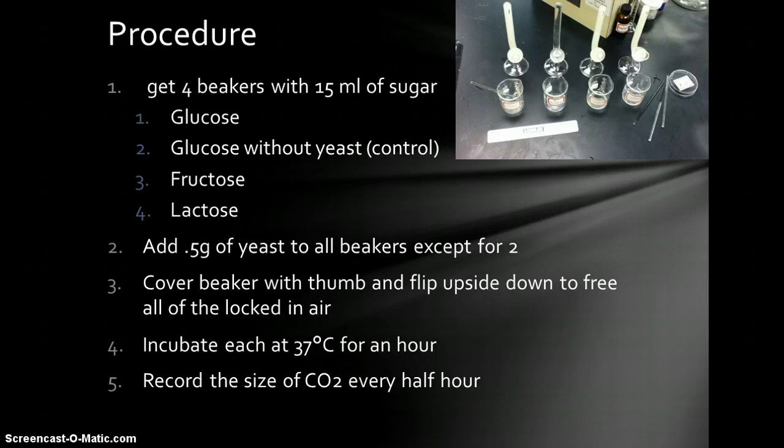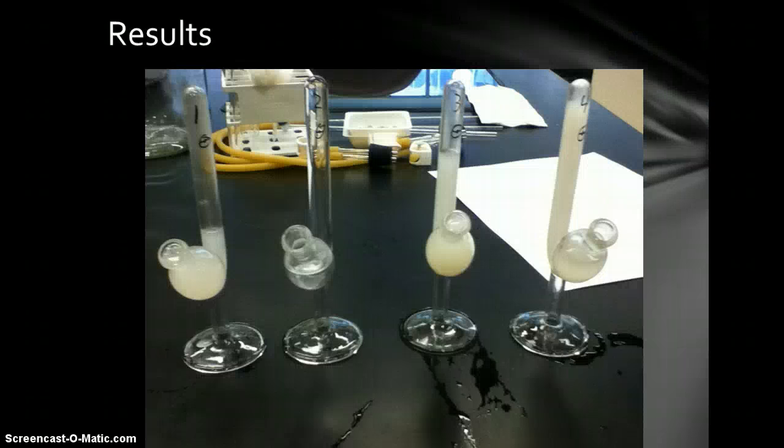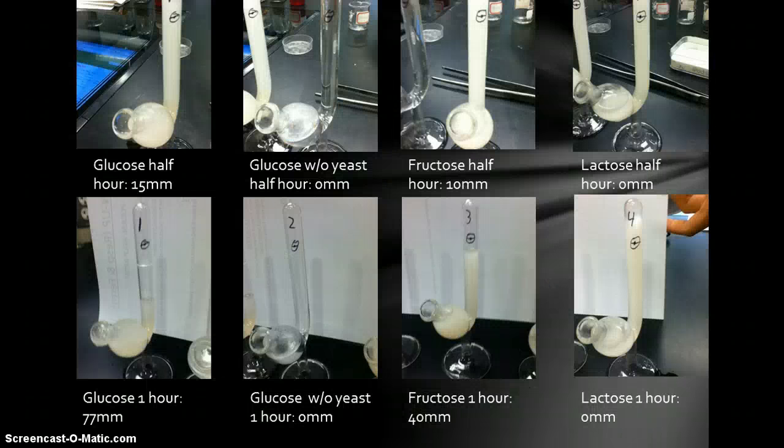We then incubated all of the swan tubes at 37 degrees Celsius for an hour, and we recorded the size of the carbon dioxide at every half hour. So at the end of the experiment, this is what we got. As you can see, test tube 1 with the glucose had a lot of carbon dioxide, as well as test tube 3. However, neither test tube 2 nor 4 had any signs of carbon dioxide.